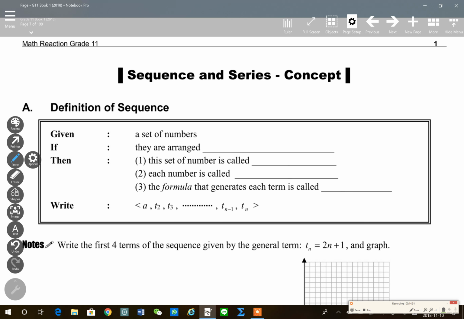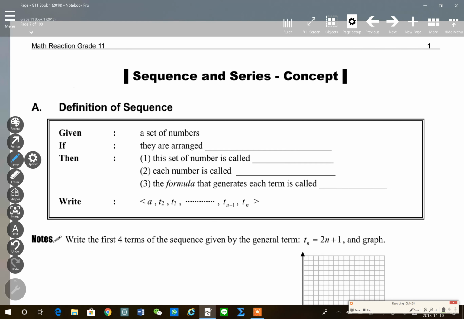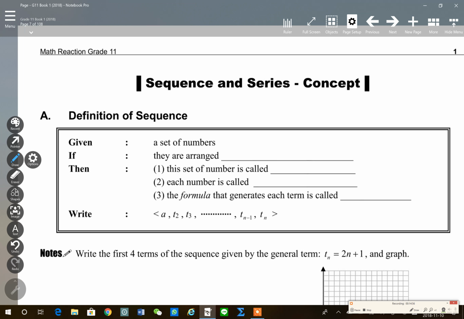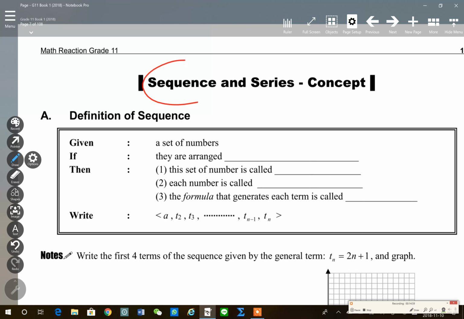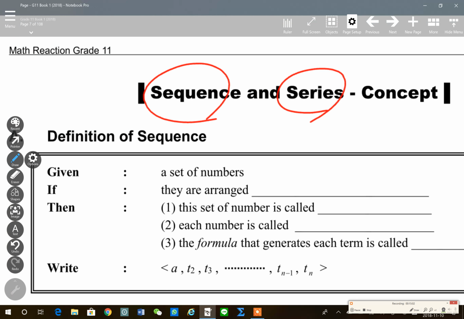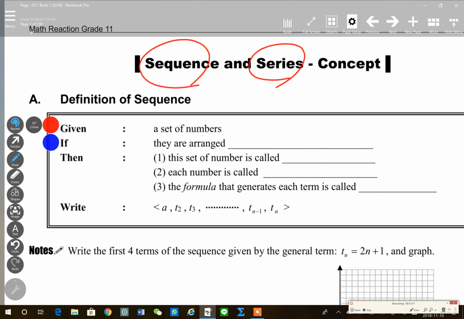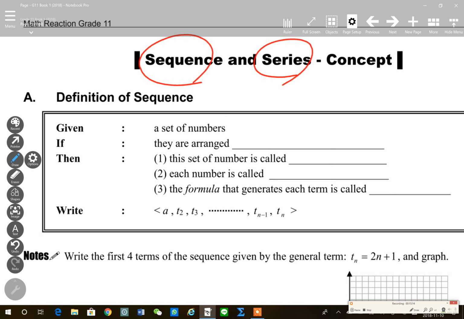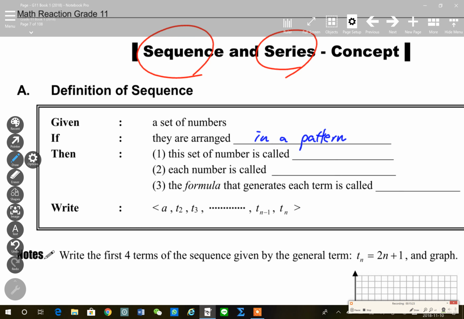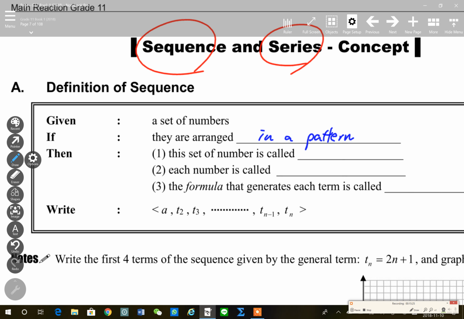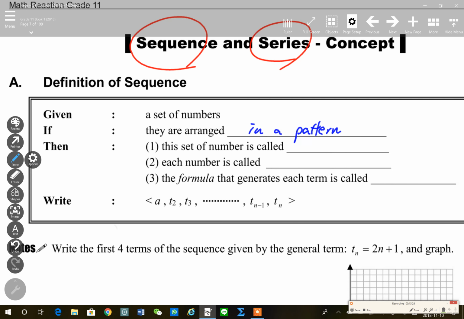Okay, can I have your attention now? So sequence and series, let's understand the meaning of it. What's the difference between these two words? A sequence is like a package. A series is a package you stack all together. Okay, let's write that down. A sequence is a set of numbers arranged in a pattern, a specific pattern. In this chapter, we'll be learning two kinds of pattern. If they are arranged in a pattern, then the set of numbers is called a sequence.